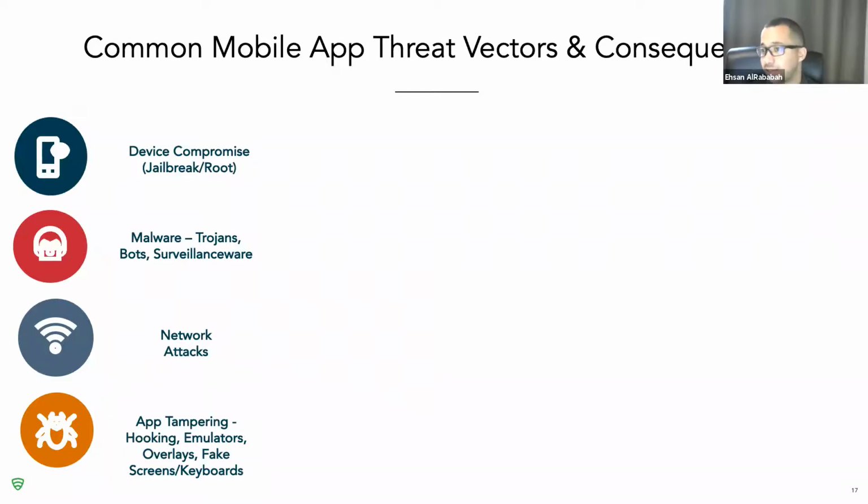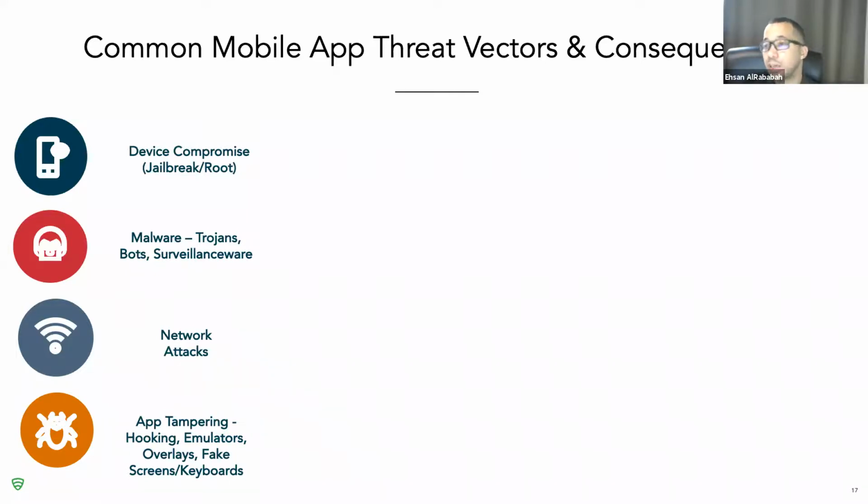Network attacks, if you have man-in-the-middle attacks that could intercept the communication, even though there is some sort of valid security countermeasure, which is certificate pinning here, still it's one of the threat vectors. And the final one is tampering attacks, which could happen through hooking frameworks, code injection, certain emulators, and overlay attacks with fake keyboards and fake screens.